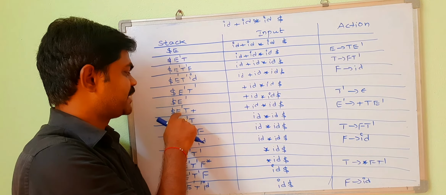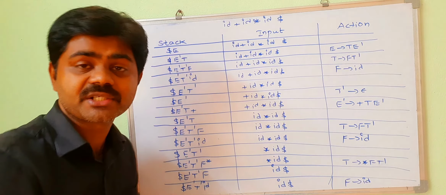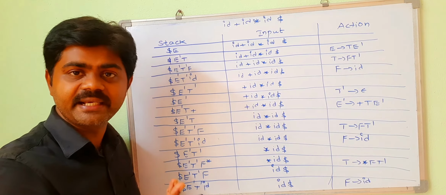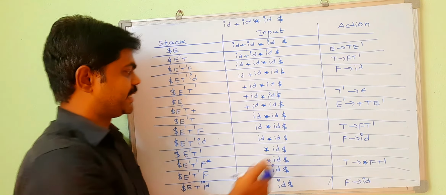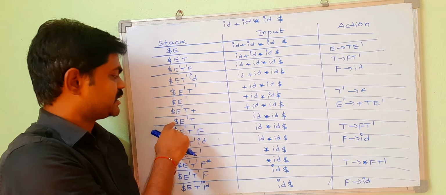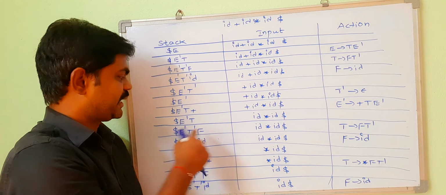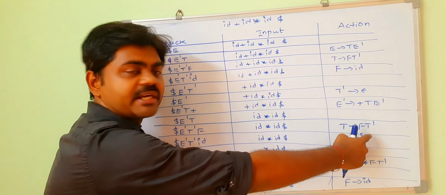Now in the place of E dash I have plus T dash. So I have a production E dash tends to plus T dash, and I have substituted it here. I wrote here E dash tends to plus T dash. Now I can cancel plus and plus. So what I got is E dash T. Now in the place of T I have substituted F T dash, so I substituted T tends to F T dash.